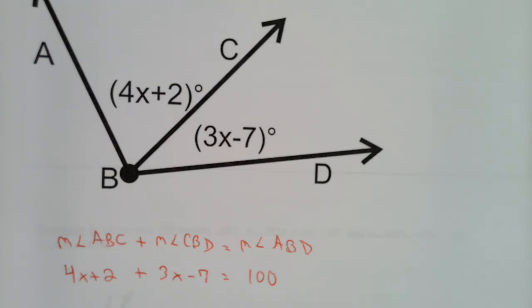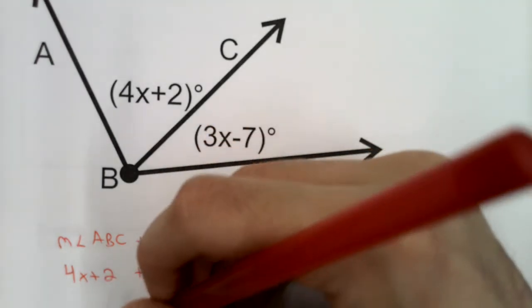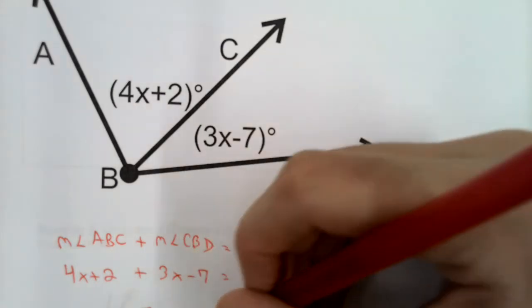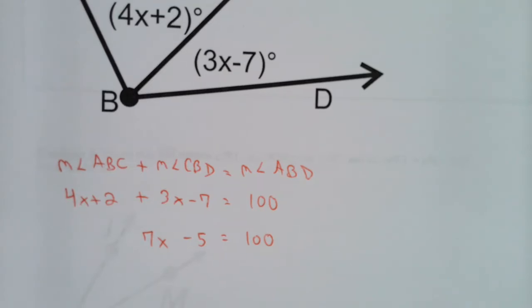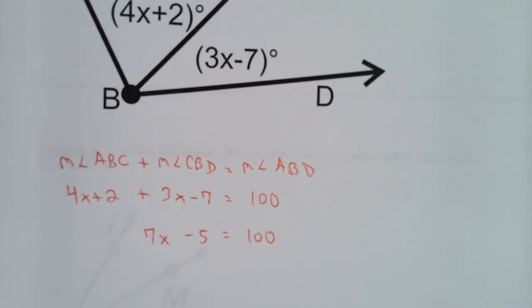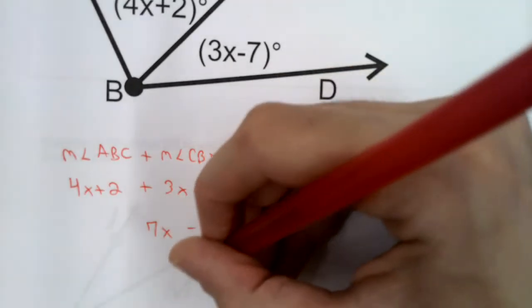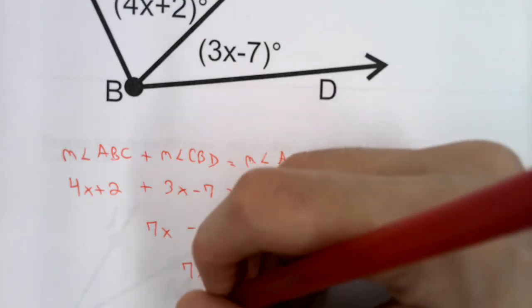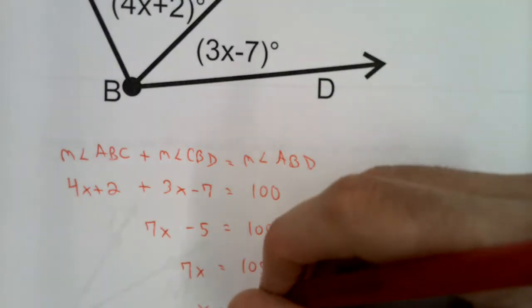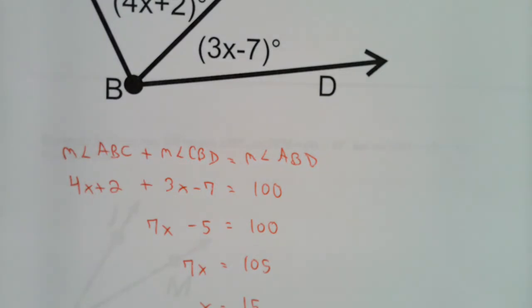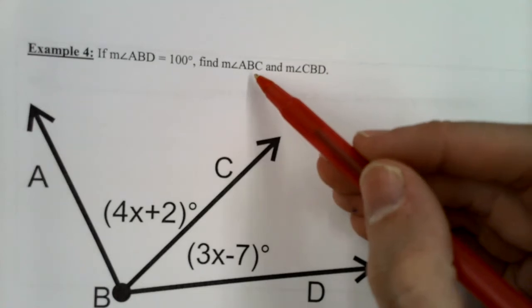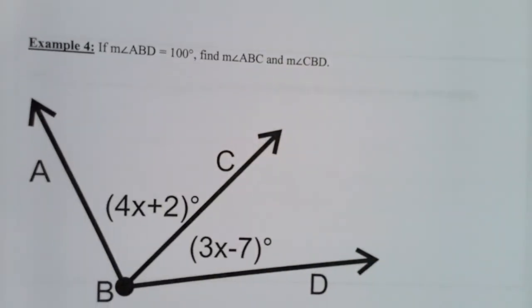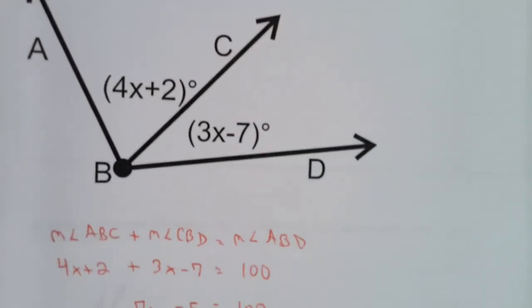The next step is going to be combining like terms on the left. So 7x minus 5 equals 100. Add 5 to each side. 7x equals 105. Divided by 7, you get x equals 15. But the question said we have to find the measure of angle ABC and the measure of angle CBD. So let's do that. Let's find the measure of angle ABC next.